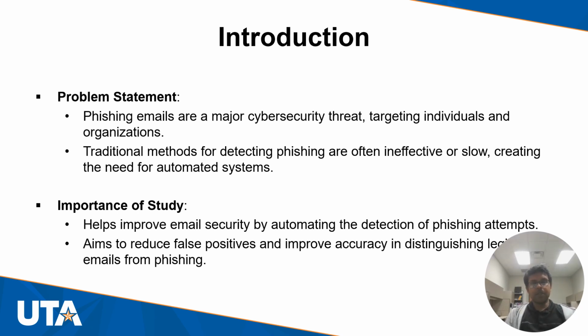Traditional methods for detecting phishing are not very effective. That's why many different researchers tried machine learning algorithms to detect phishing emails. The importance of this study is that it helps improve email security by automating the detection of phishing attempts. It aims to reduce false positives and improve accuracy in distinguishing legitimate emails from phishing.